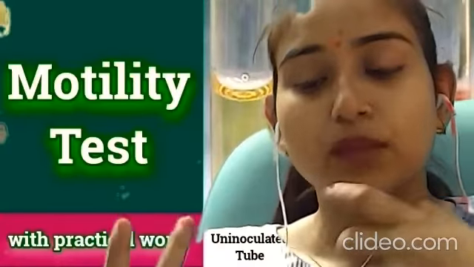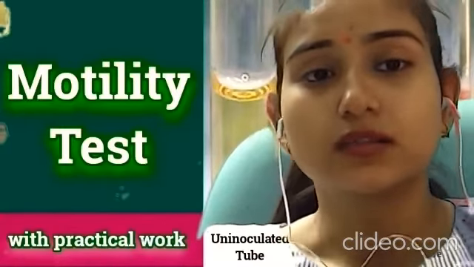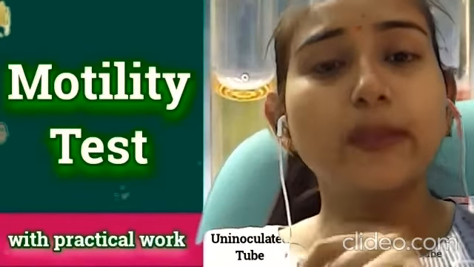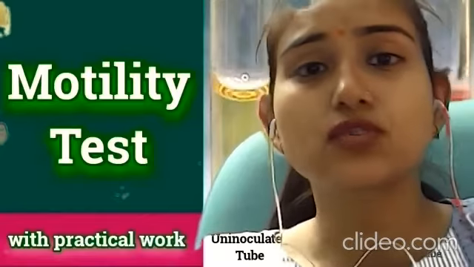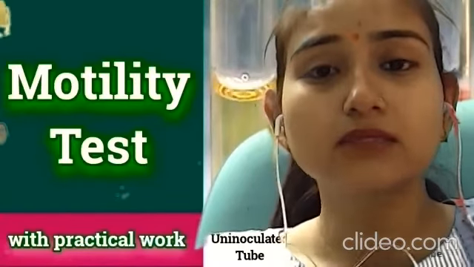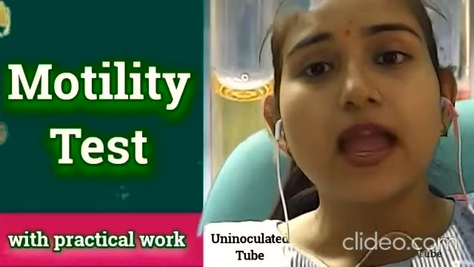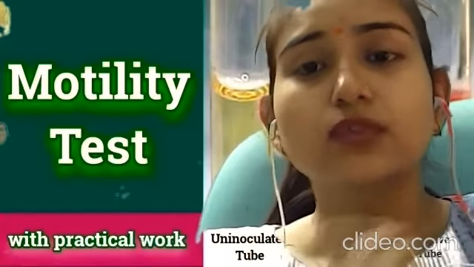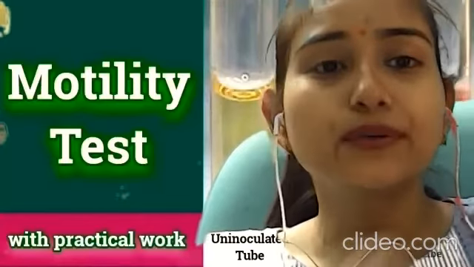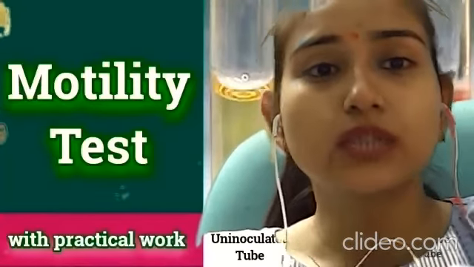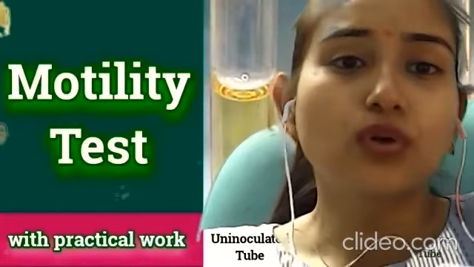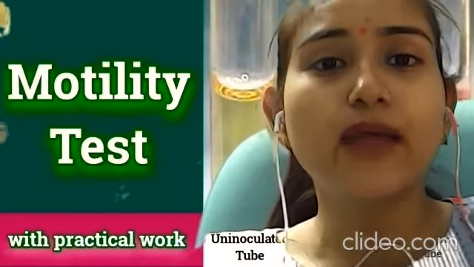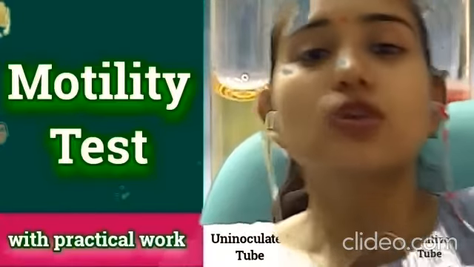Composition of SIM media: pancreatic digest of casein 20.0 gram, peptic digest of animal tissue 6.1 gram, agar 3.5 gram, ferrous ammonium sulfate 0.2 gram, sodium thiosulfate 0.2 gram, and pH 7.3 plus or minus 0.2 at 25 degrees Celsius. So, the process.